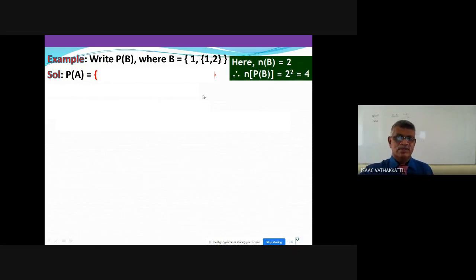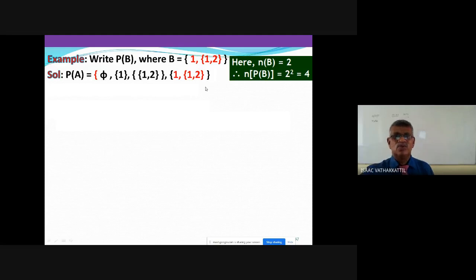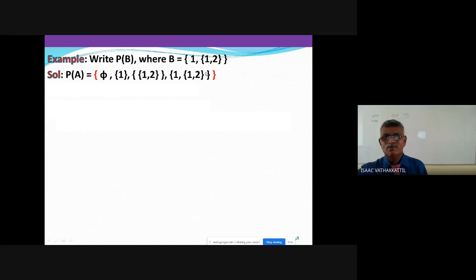First let me write the null set, then the set with element 1, then the set with the next element {1, 2}, as an element itself is the set {1, 2}. A set containing the set {1, 2}. So no element, 1 element. Now the set containing both the elements 1 and {1, 2}. I have 4 elements, and that's all for the power set. When B has 2 elements, it will have 2 raised to 2, 4 elements.